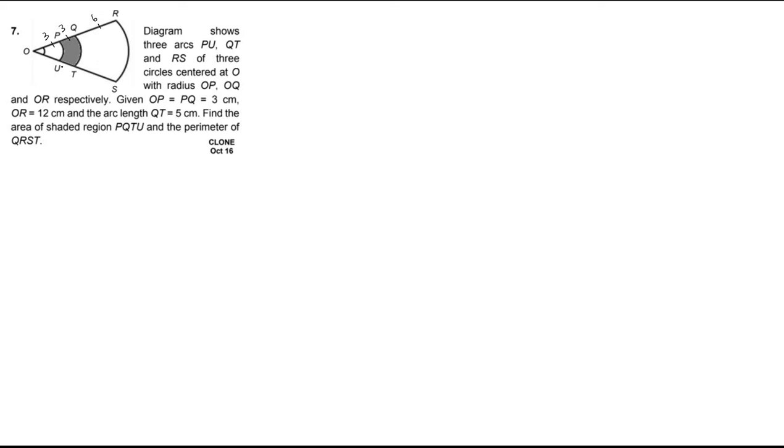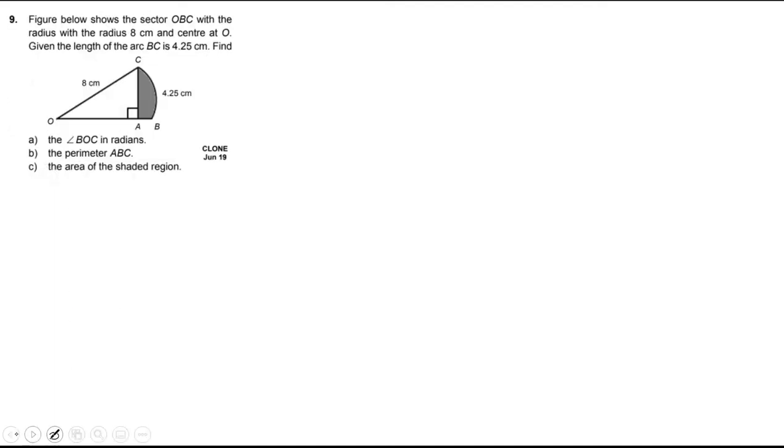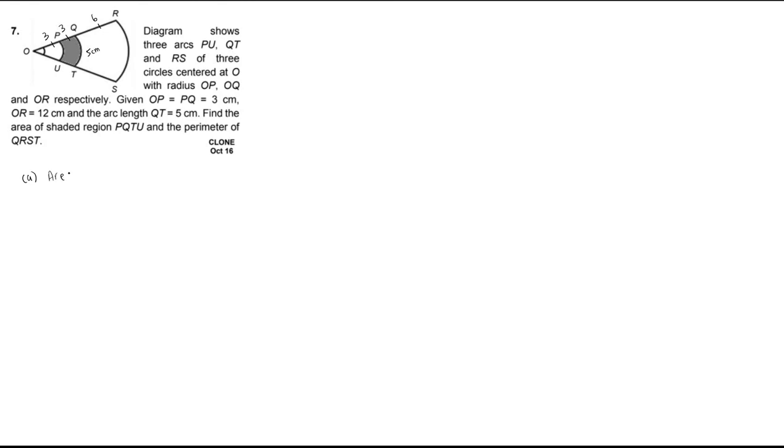And the arc length QT. Okay, QT here is 5 cm. Find the area of the shaded region PQTU and the perimeter of QRST. So we have two questions here. A, we want to find the area of the shaded region PQTU, and then B, we want to find the perimeter of QRST. Okay, let's solve part A.